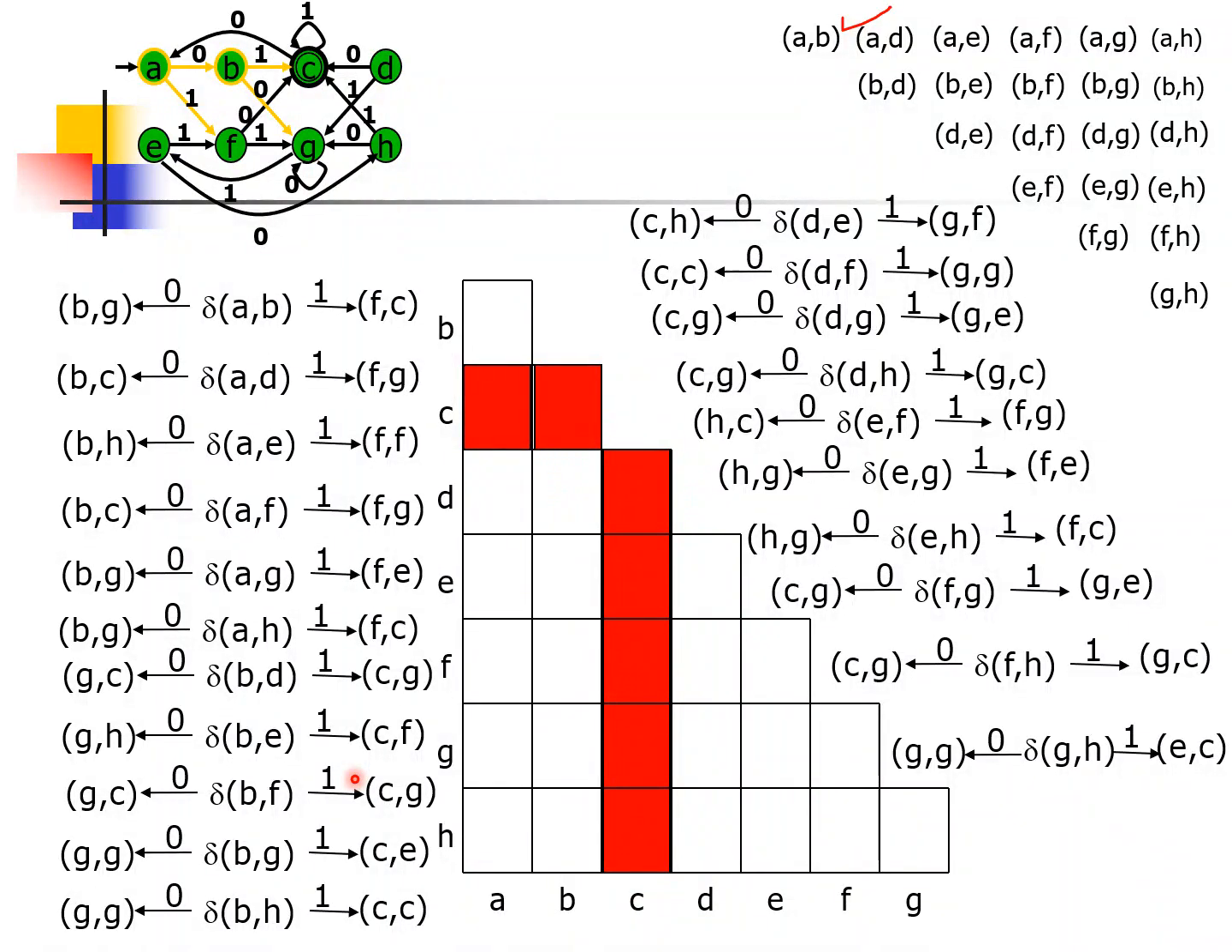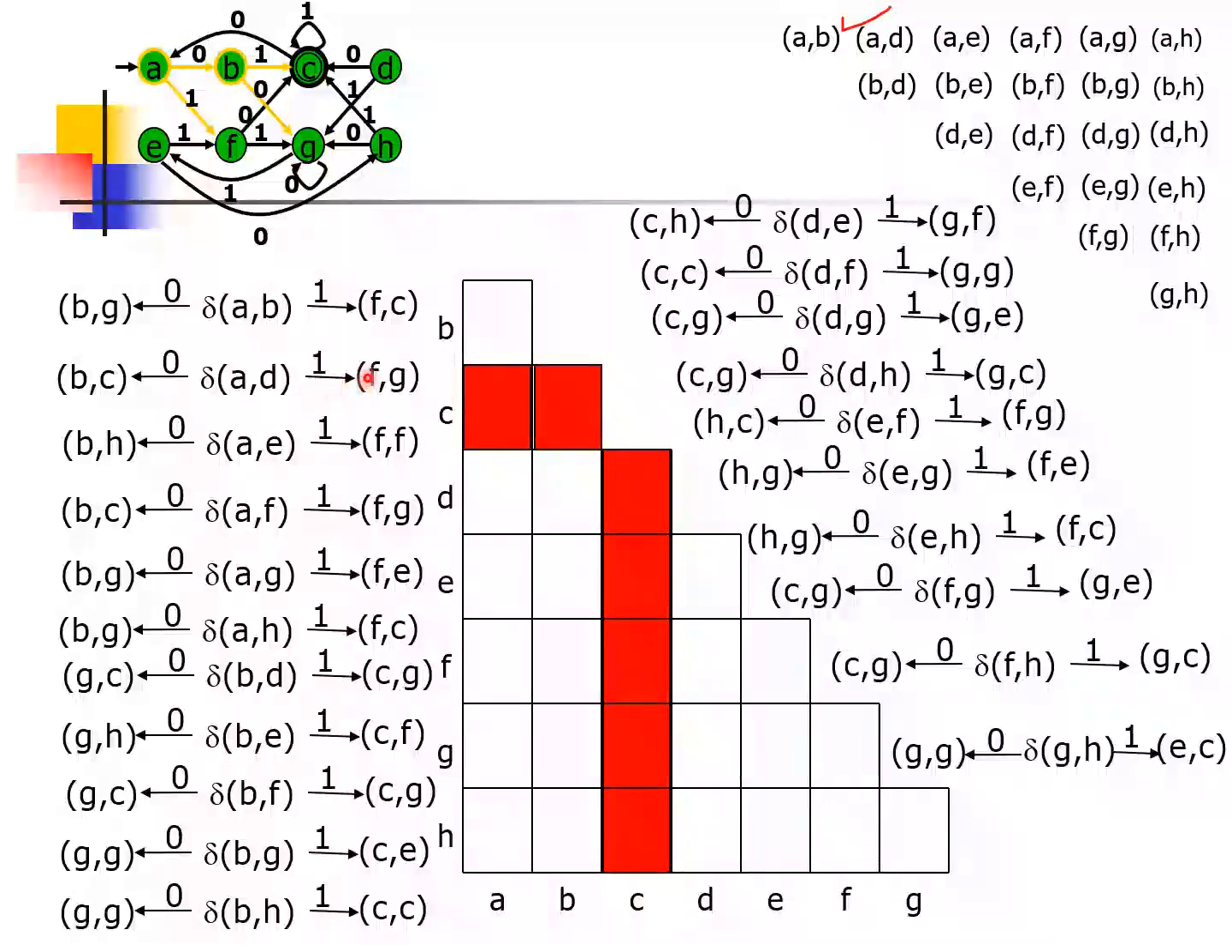This is a systematic way to reduce the number of states in a given DFA. In the given DFA there are 8 states. After reducing it, how many states will we get? We'll see at the end. Now you find out every pair of states' transitions.